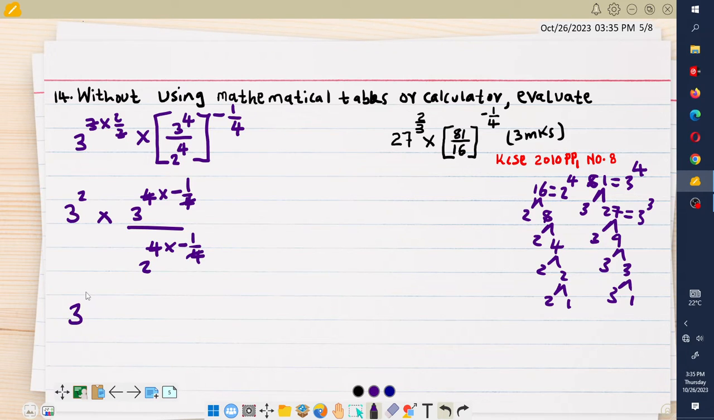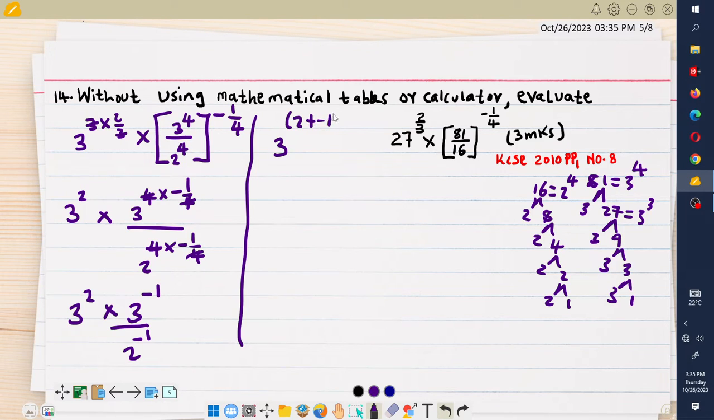So we remain with 3 to the power of 2 multiplied by 3 to the power of -1, then divided by 2 to the power of -1. So you can see we are multiplying, and the bases are the same, so we'll simply add the powers. So this will be 3 to the power of 2 plus negative 1, then the whole thing is divided by 2 to the power of negative 1. So this will be equal to 3 to the power of positive 1. That is 2 plus and minus will give you minus. So 2 minus 1, you will get 1, then over 2 to the power of negative 1.